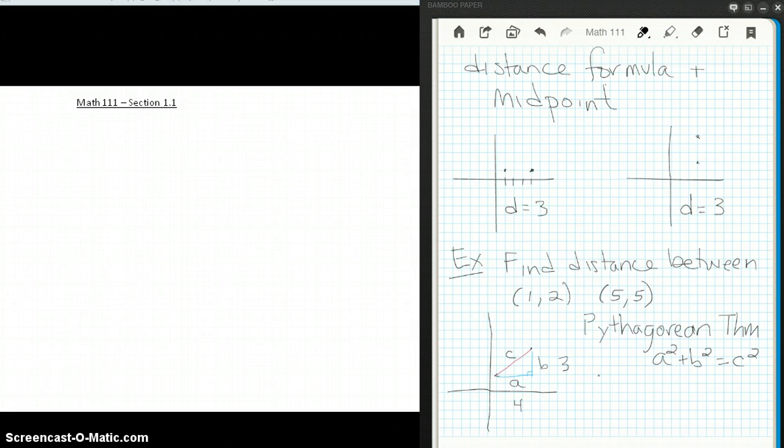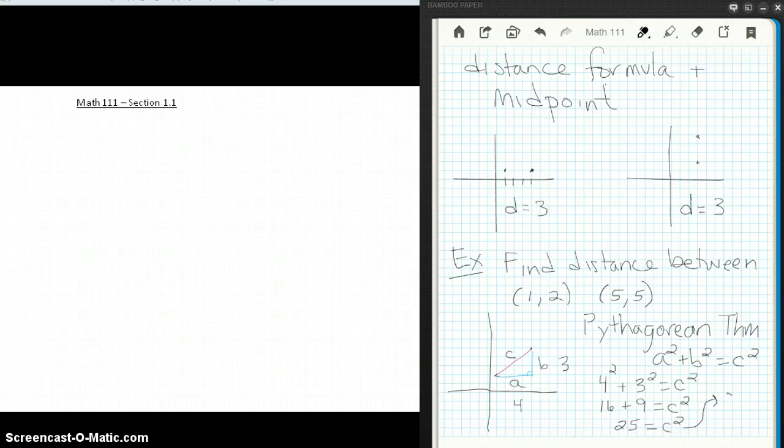So it says if I square A, so that means I do 4 squared, and I add B squared, which is 3 squared, I get C squared. Okay, so this is 16 plus 9, which is C squared. So 25 equals C squared. Okay, so what is the value of C if C squared is 25?